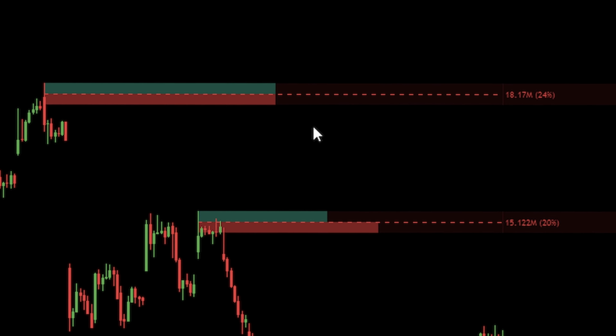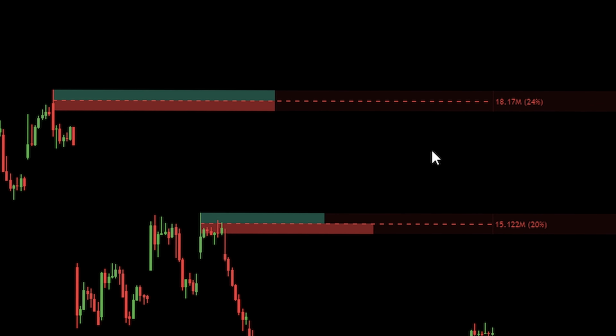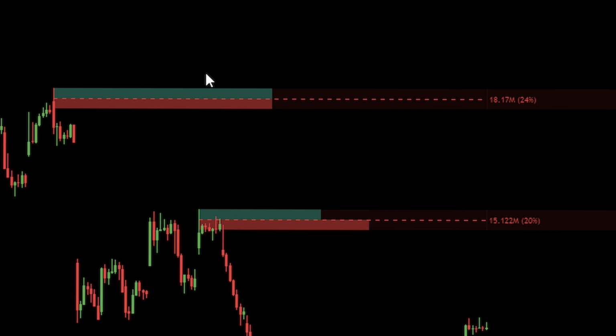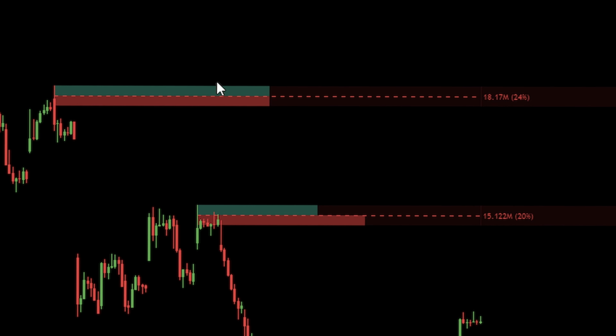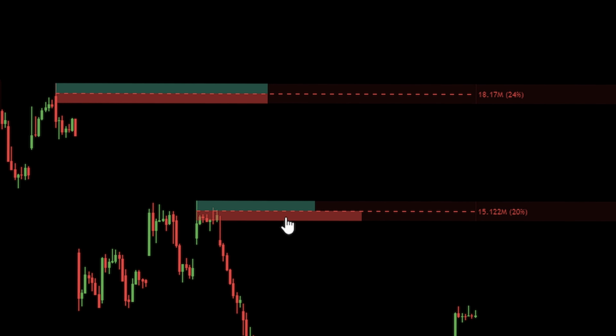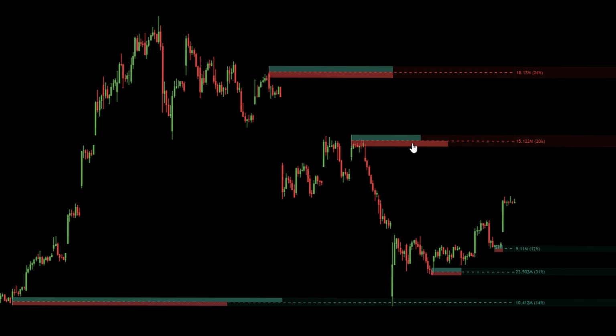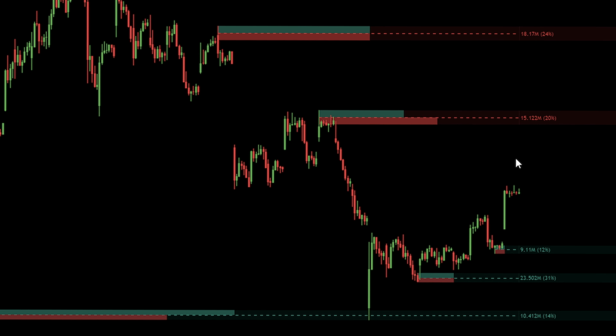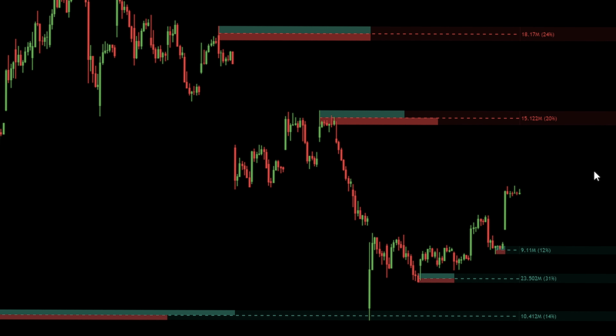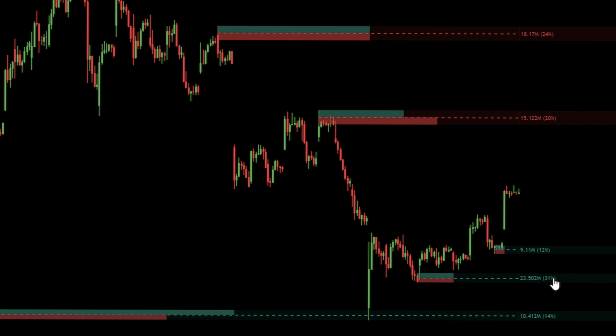What makes these order blocks special is the extra data they provide. You'll see green and red bars inside them. Green bars show bullish activity, while red bars show bearish activity. This helps you understand if the market is more likely to respect or break through an order block. Plus, you'll see metrics showing how significant an order block is based on its volume. Bigger volume means it's more likely to impact the market.